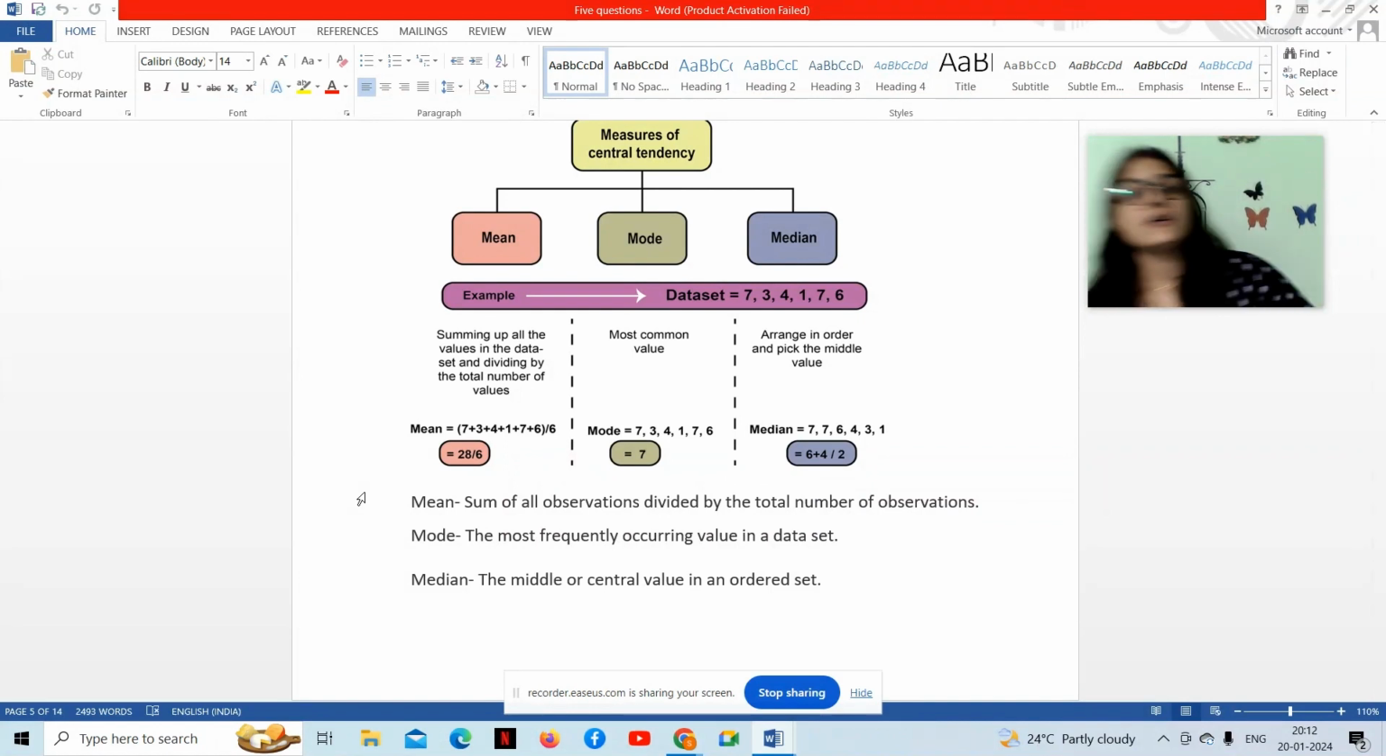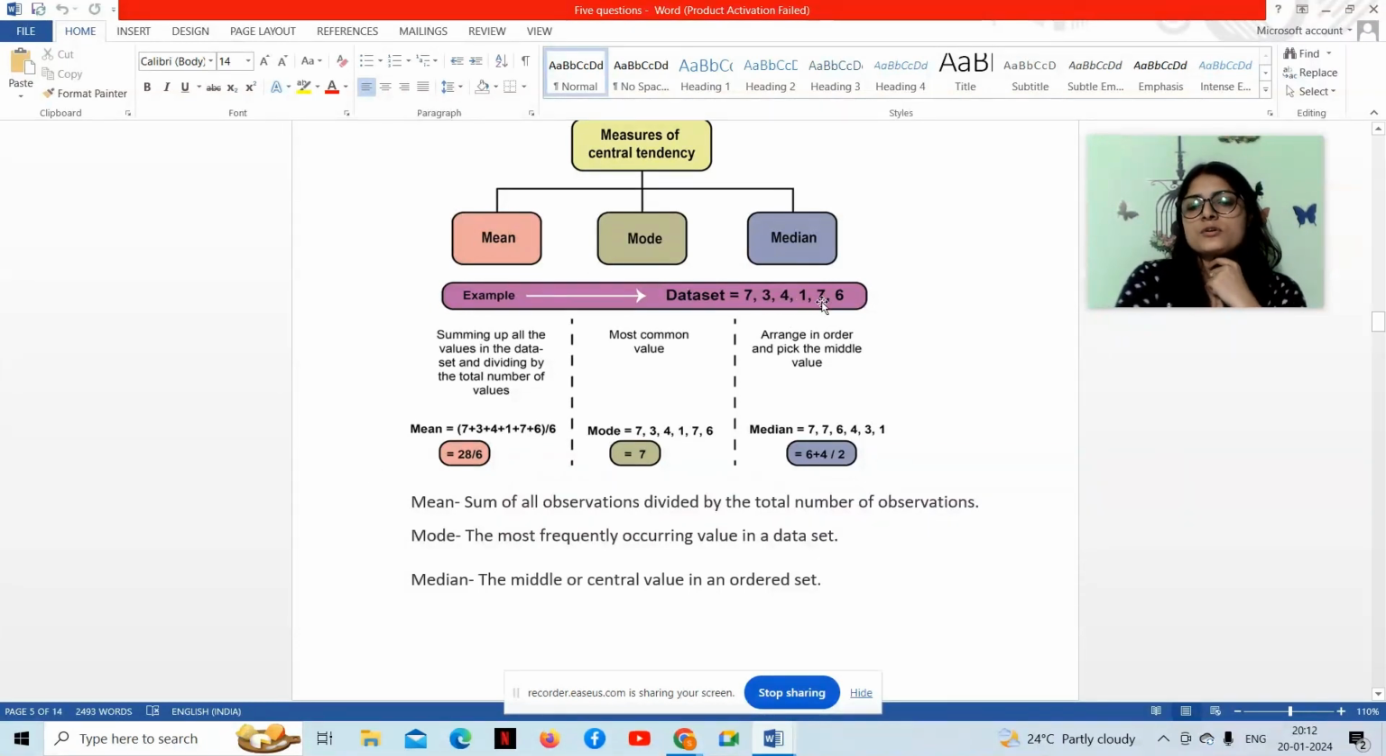Second is the mode. Mode means the most common value in a particular data set. So which is the most common value? As we can see, it's 7. It has repetition. Basically, mode is all about the redundancy of a particular number in the data set. So 7 is the most frequently occurring value in the data set.